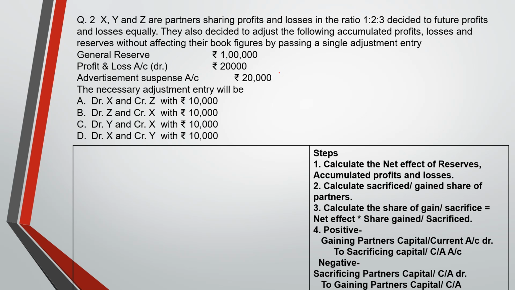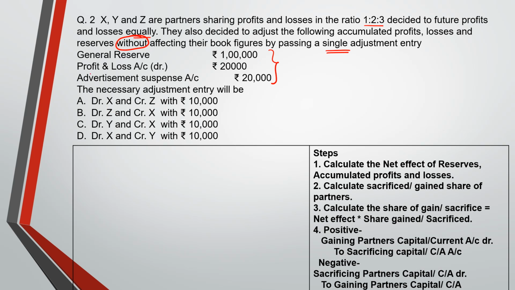Now moving on to the next question. X, Y and Z are partners sharing profits and losses in the ratio of 1:2:3. They decided to share future profits and losses equally, so there is a change in the profit sharing ratio from 1:2:3 to 1:1:1. They also decided to adjust the following accumulated profits, losses and reserves without affecting their book values by passing a single adjustment entry, which means they want these balances to continue in the books at the same value. They don't want them to be written off.